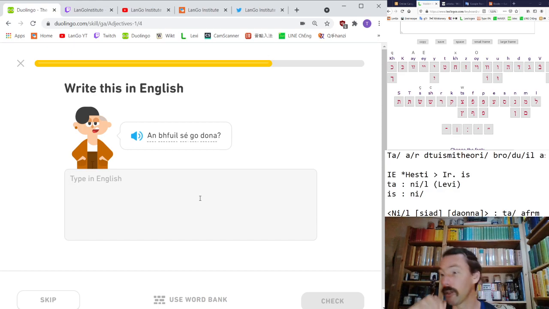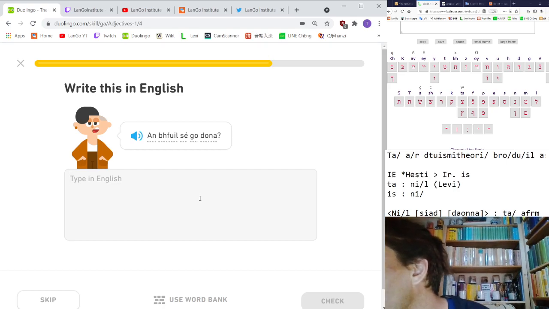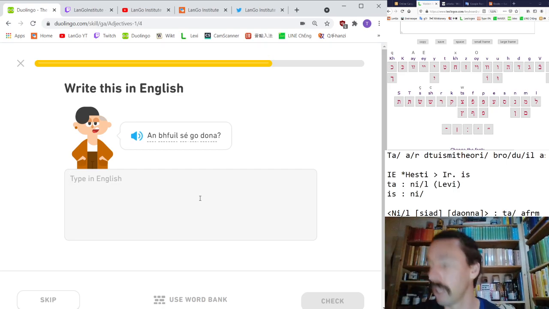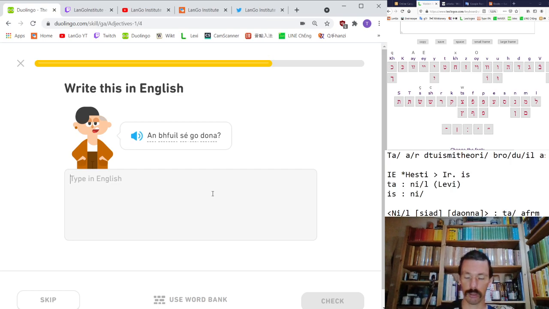Is it bad? Okay, Levi's responded. It is like vague places in the direction of, right? Go, we saw it to Dublin. And also it makes adjectives into adverbs. Tá mé go maith. I am well. Okay, could be. But in this case, an bhfuil sé go dona. I don't think I would call it an adverb.